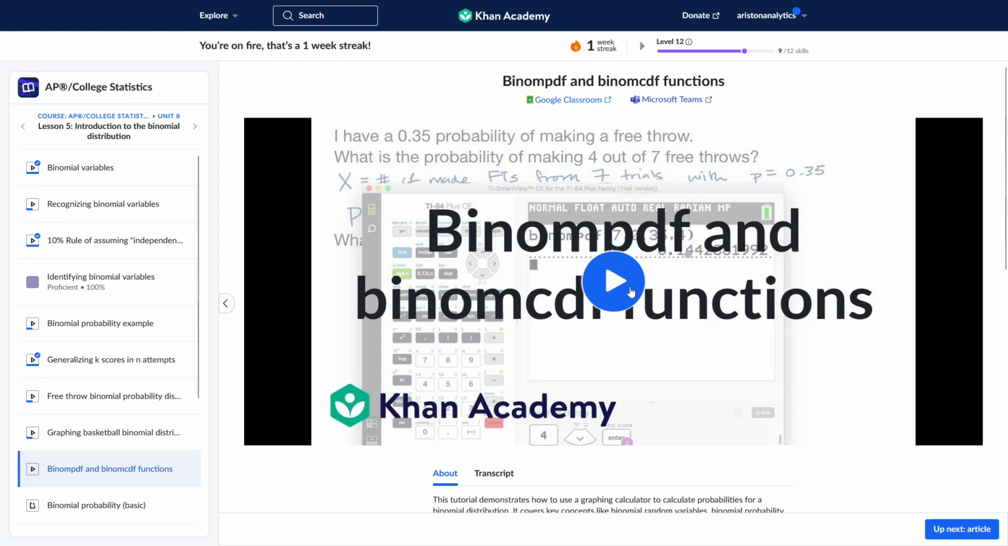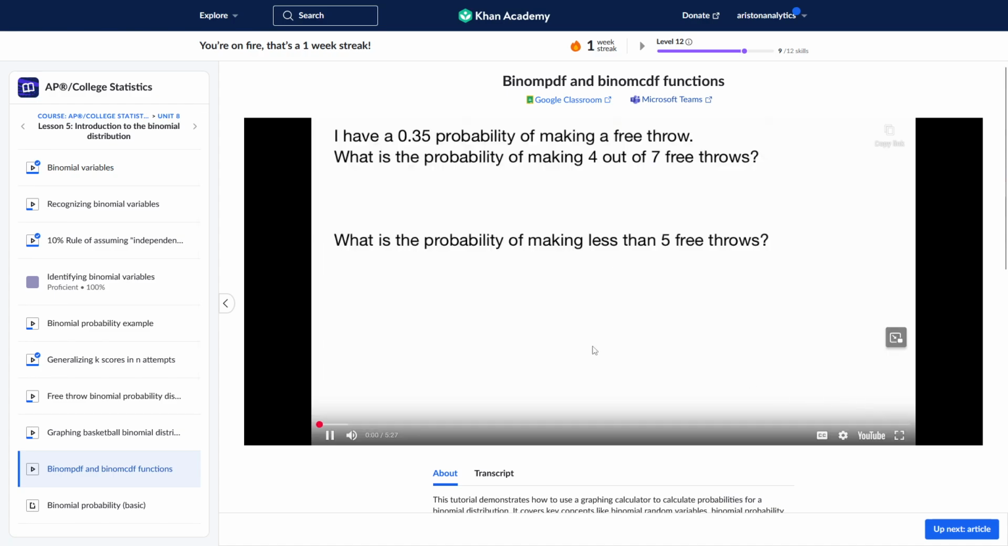Binom PDF. I think this is a calculator thing. I don't actually have a calculator emulator on my computer.